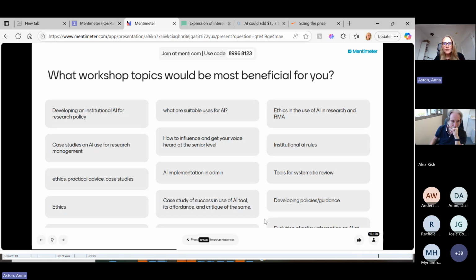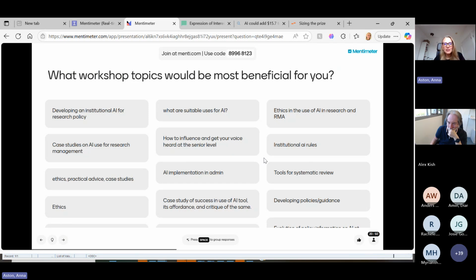Suitable uses for AI, ethics, how to influence and get your voice heard. Very, very good. I think this is very important, how to present yourself, because a lot of you, I'm pretty sure, have so much knowledge and AI experience on hand, but the barrier is often to voice and sell it to the leadership.